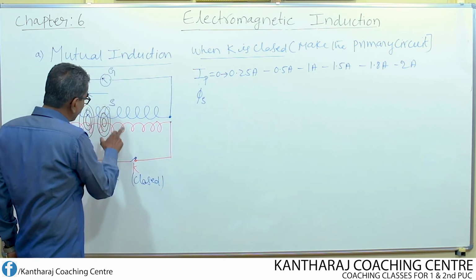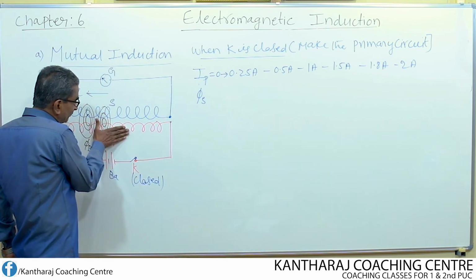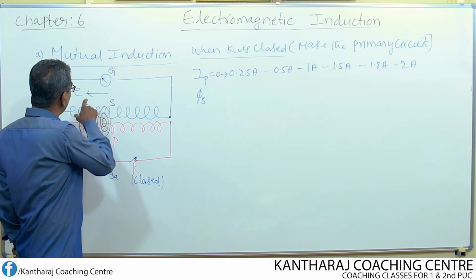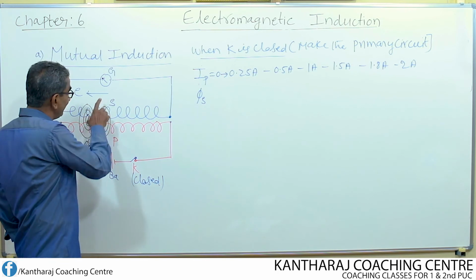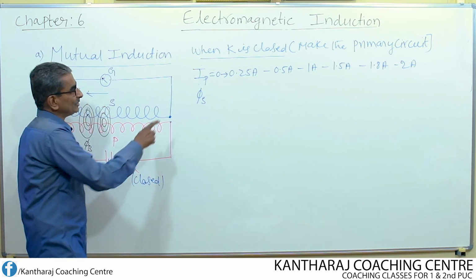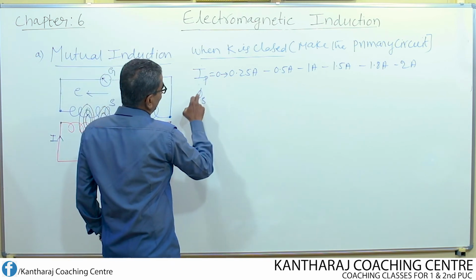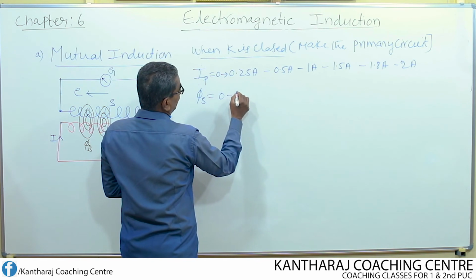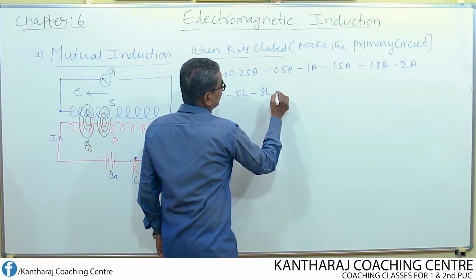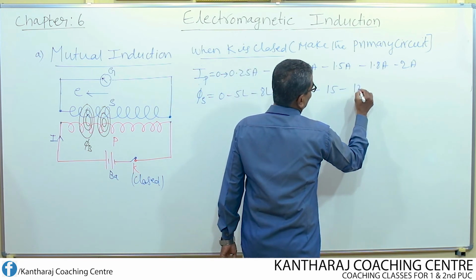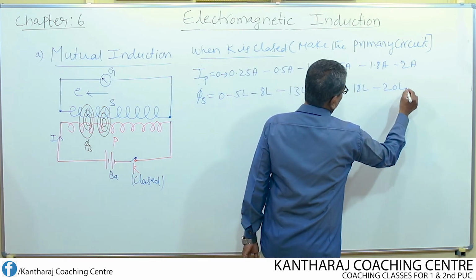So since there are two coils, the flux change is in both the primary coil and the secondary coil, but here we need to consider flux change only in the secondary, whereas the current change is in the primary. So if current changes in the primary, the flux change in the secondary takes place in such a way that 0 may become 5 lines, 5 lines may become 8 lines, 8 lines may become 13 lines, 13 may become 15 lines and 18 lines, finally 20 lines.